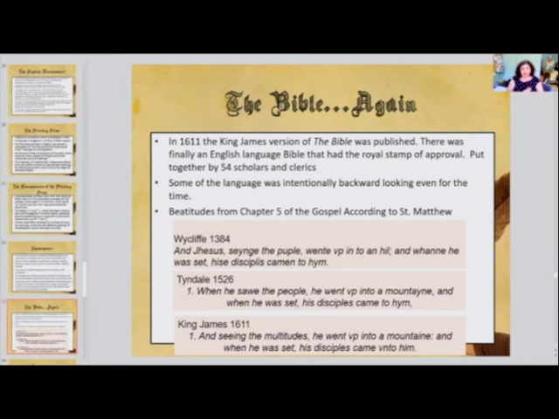There is a version of the Bible that was written in English between Wycliffe and King James. It was by Tyndale that we have a surviving copy of. I believe his was also banished by the church. When he saw the people, he went oop into the mountain, and when he was set, the disciples came to him. So that's actually pretty simple language structure, and that's in 1526. The King James version, and seeing the multitudes, he went up into a mountain, and when he was set, his disciples came unto him. So you can see there is a purposeful escalation of the language.